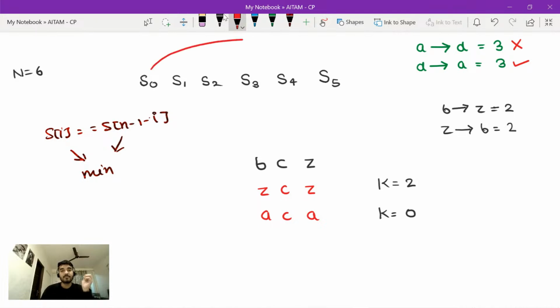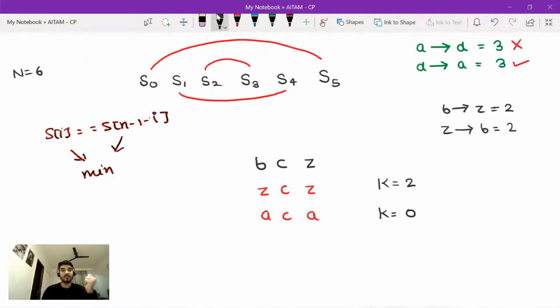So I will select the minimum for every pair of S of i and S of n minus 1 minus i. For every pair I will select the minimum. After converting it to a palindrome, I am left with some operations. And if the value of K after converting it into a palindrome is less than 0, this simply means you require more number of shifts than K. So in that case, it won't be possible to transform S into a palindromic string. So your answer is simply an empty string. Just return the empty string.